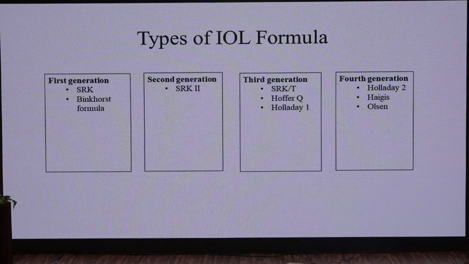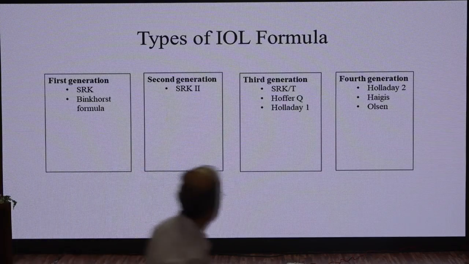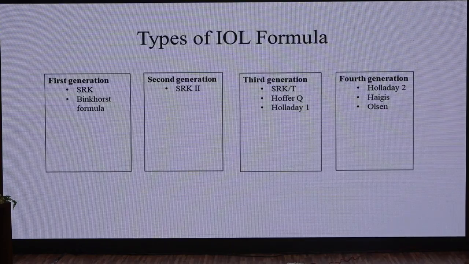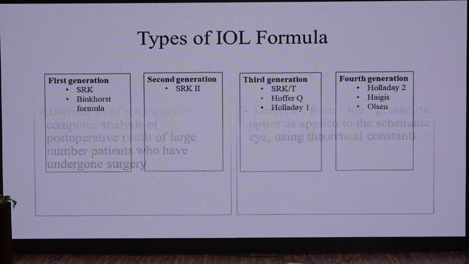Now there are various generations of the formulae, right? From the first to the fourth generation, there are certain modifications that have been applied and they are more effective. In the first generation, you have the SRK basic formula. The SRK2 is in the second generation. The third generation has SRK/T, Hoffer Q and Holladay 1, and the fourth generation has Holladay 2 and Haigis formula.